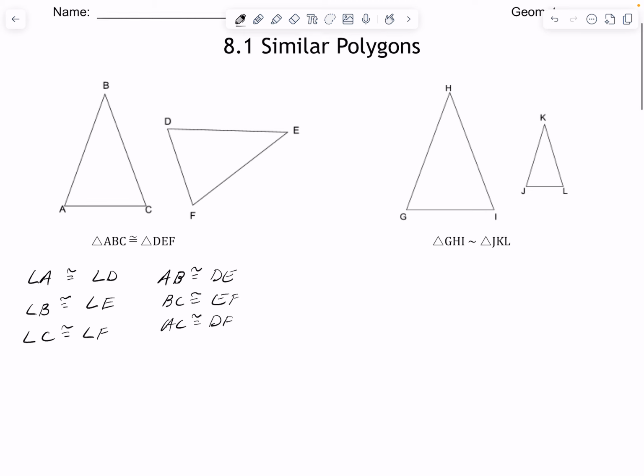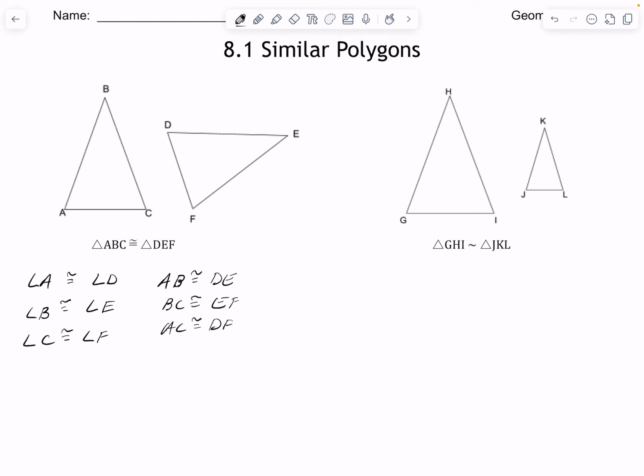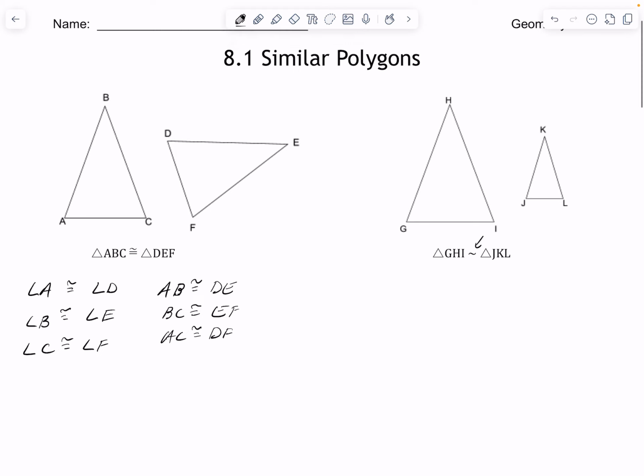Now, with similar figures or similar polygons, you'll notice the symbol is different, okay? And the things that are the same are the actual angles are congruent. So angle G is still congruent to angle J, angle H is still congruent to angle K, and finally angle I is still congruent to angle L, right? So that is still true. But what's different is instead of the side lengths being congruent, now they're going to have a proportionality or a ratio that's going to be the relationship with them.